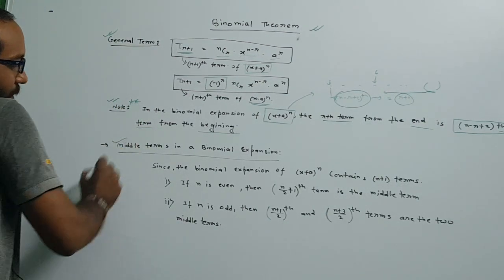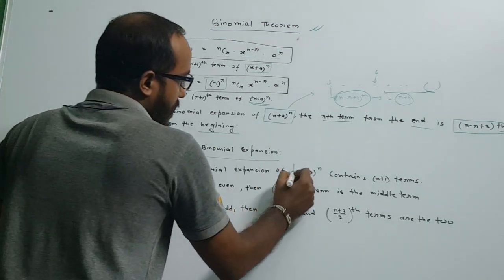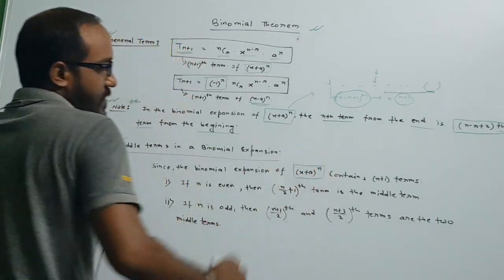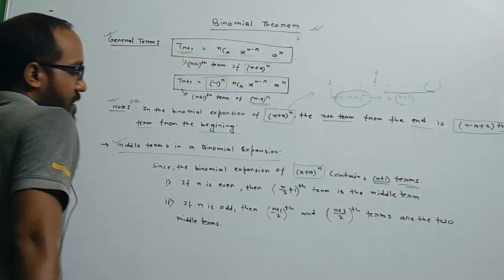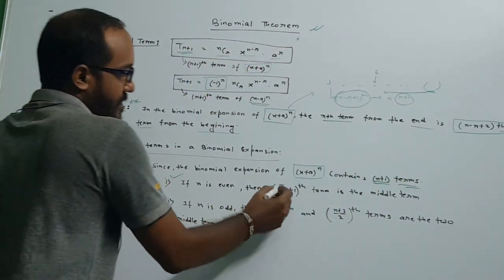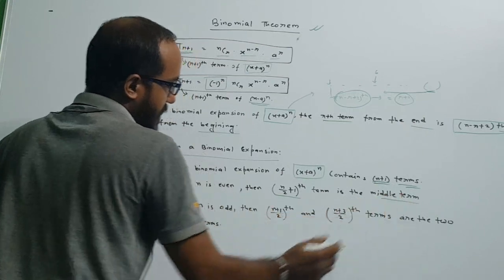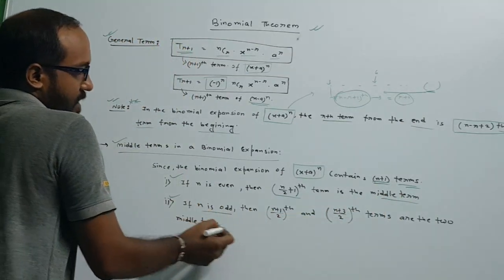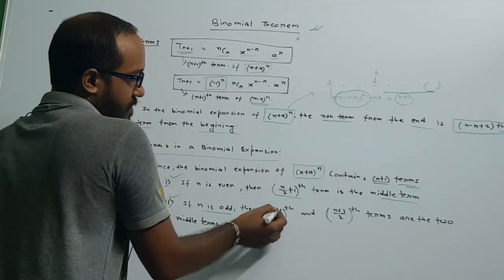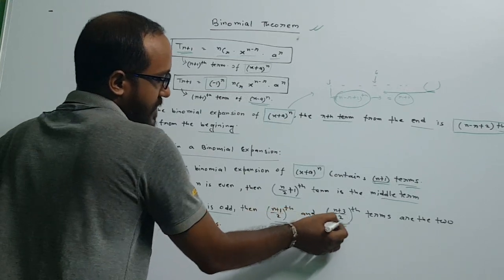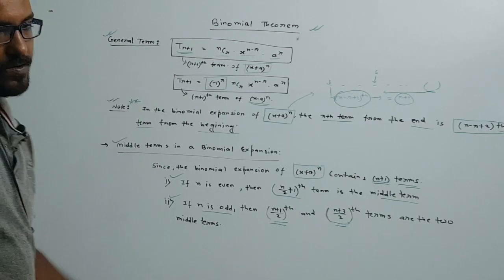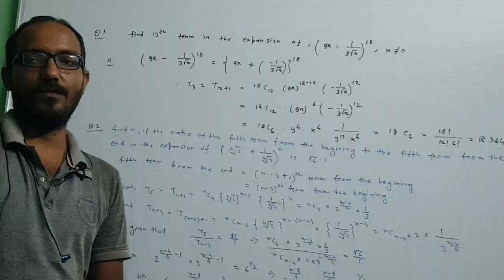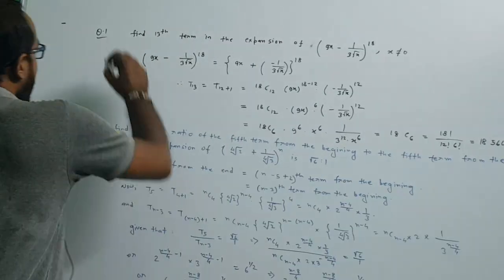Now see the middle term. If you observe, in x plus a whole to the power n, we have a total of n plus 1 terms. So if n is even, the n by 2 plus 1th term is the middle term, and if n is odd, we have two middle terms, that is the n plus 1 by 2th term and the n plus 3 by 2th term. Now we will solve some problems regarding binomial theorem. So let us see one problem.